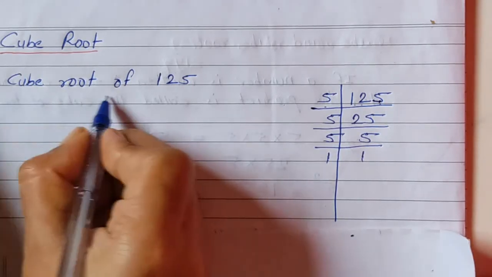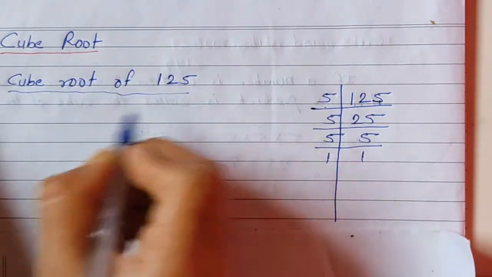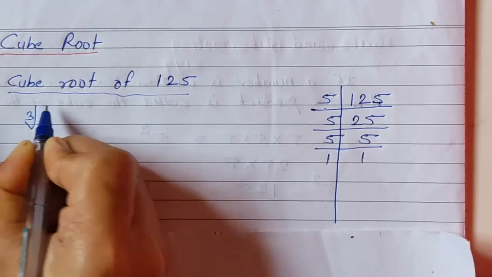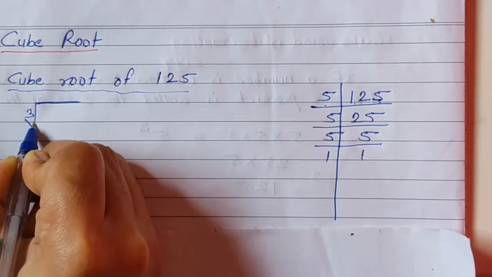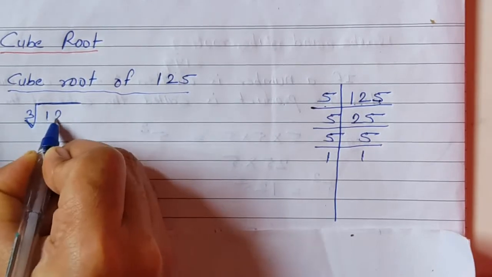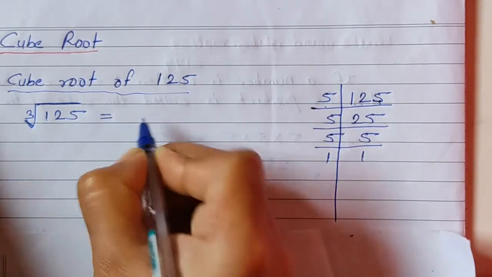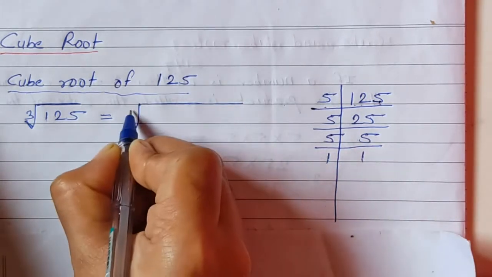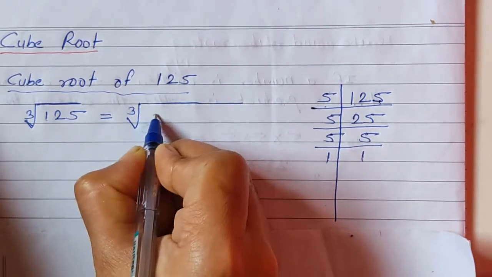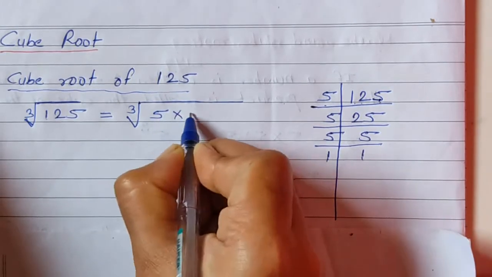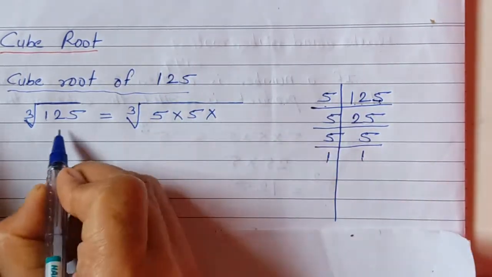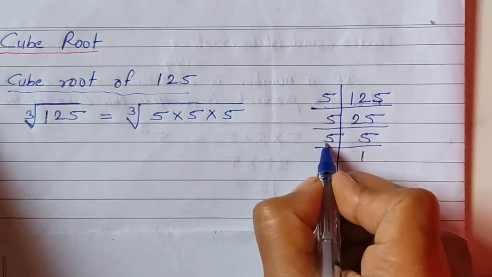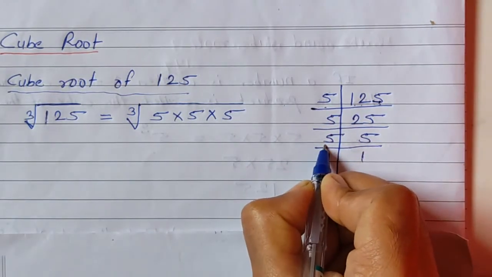Here I am writing down the meaning of this statement as cube root of 125 is equal to, and here I am using this cube root symbol again, and I am writing these factors of 125. So these are multiplied with each other 3 times.